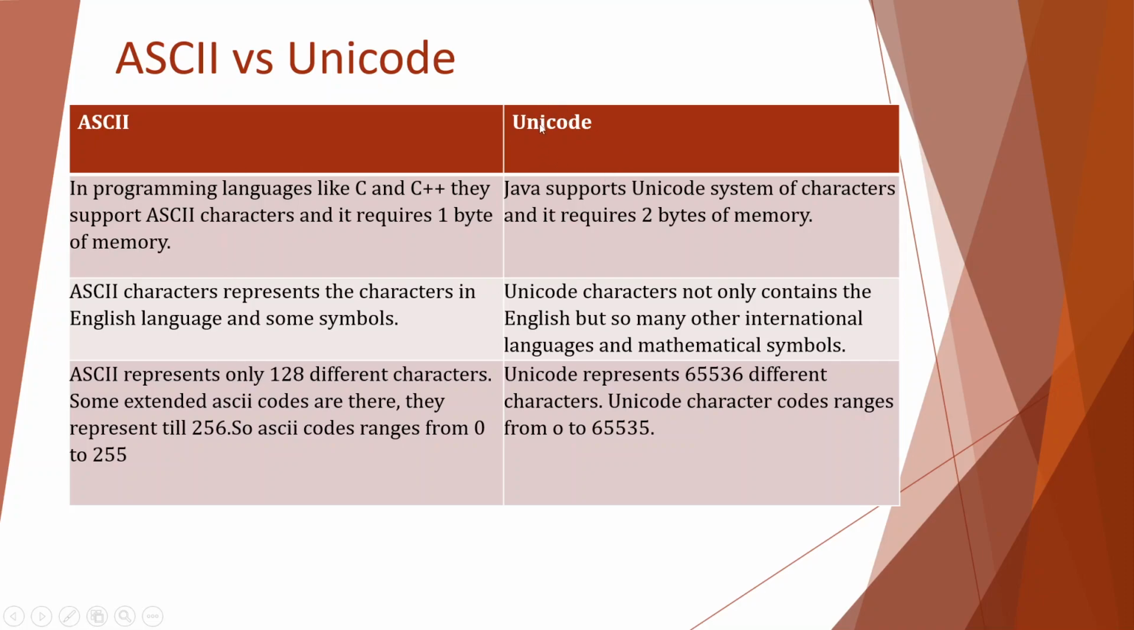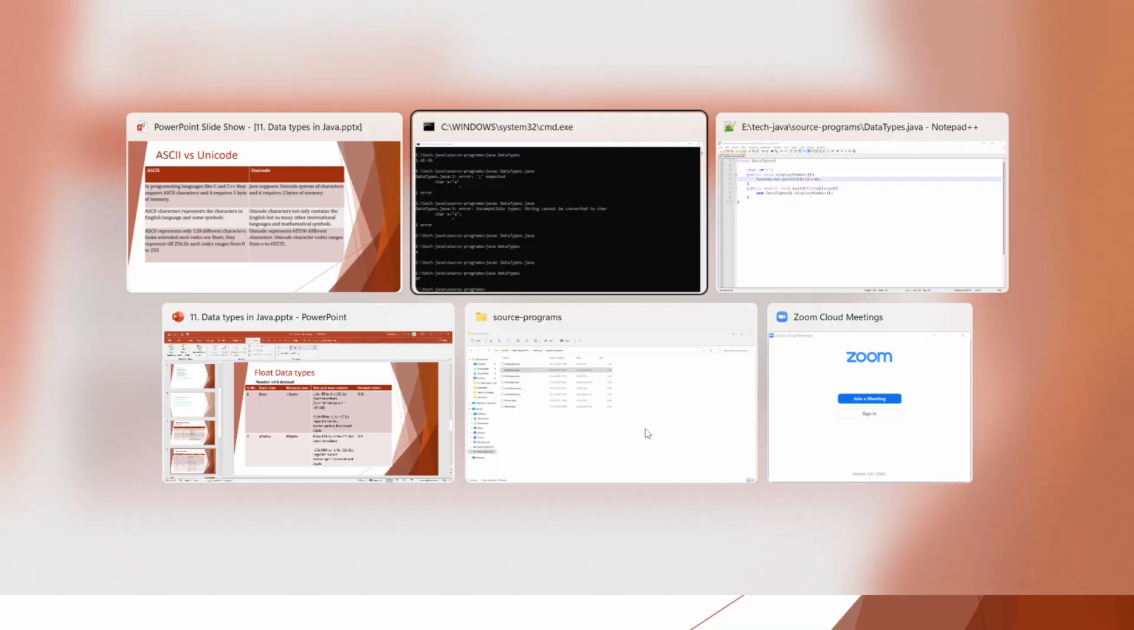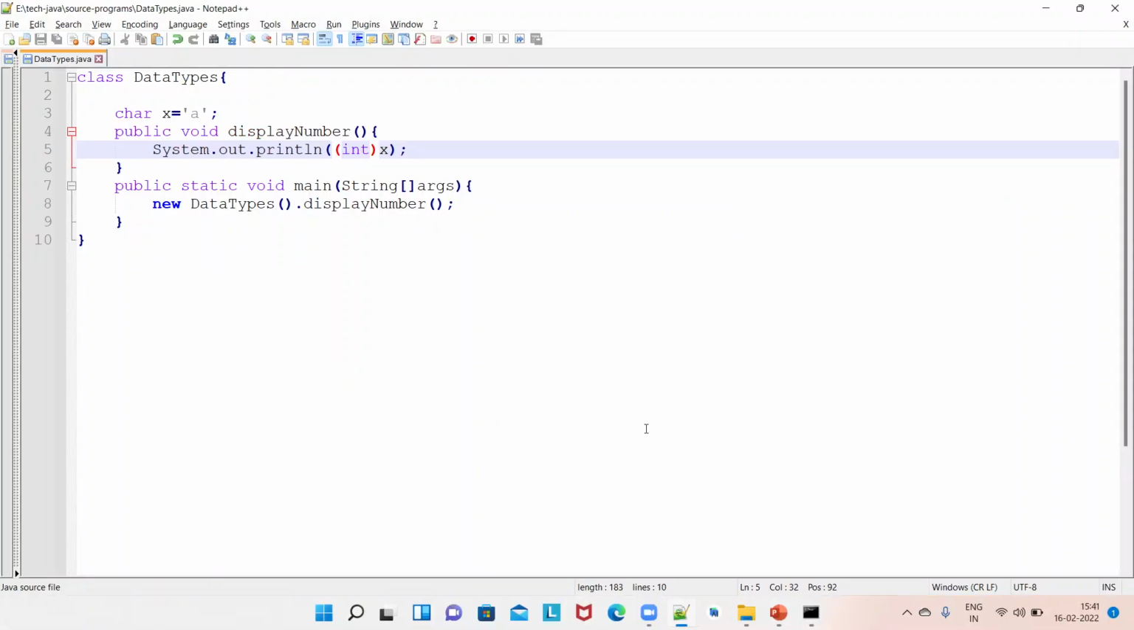But when it comes to Unicode, it supports several different language characters and also mathematical symbols. It supports up to 65536 different characters. So 0 to 65535 are the different Unicode character codes, and they will be stored in memory when you store a Unicode character. Okay, that's about the differences between ASCII and Unicode. Let us see some examples on the char data type.